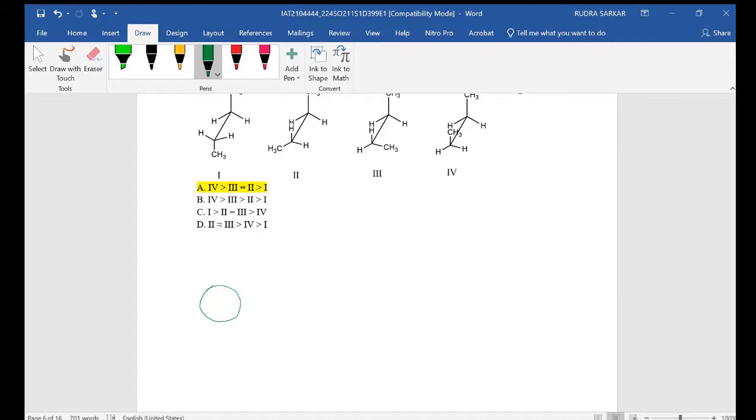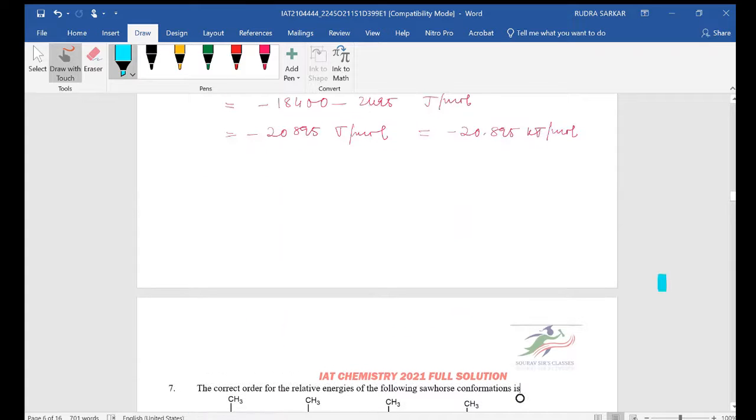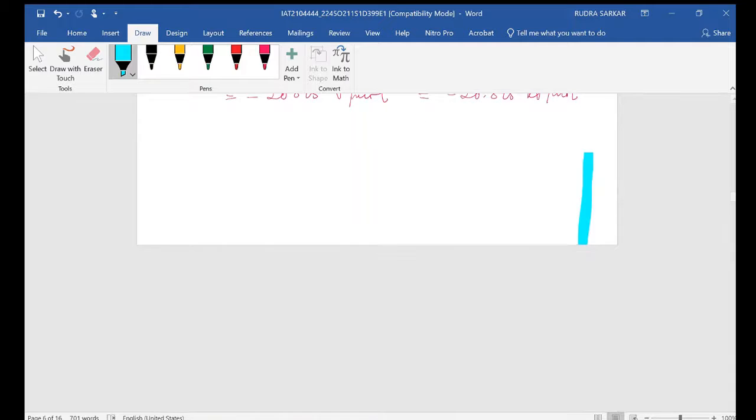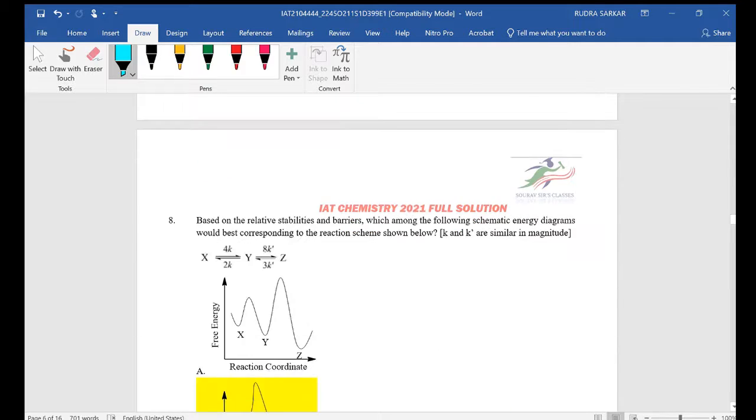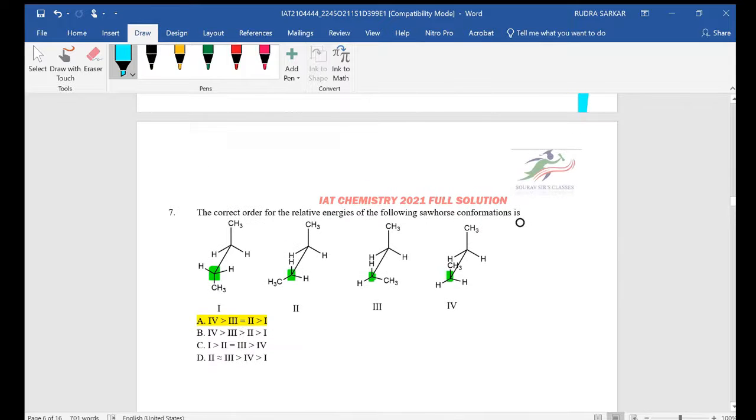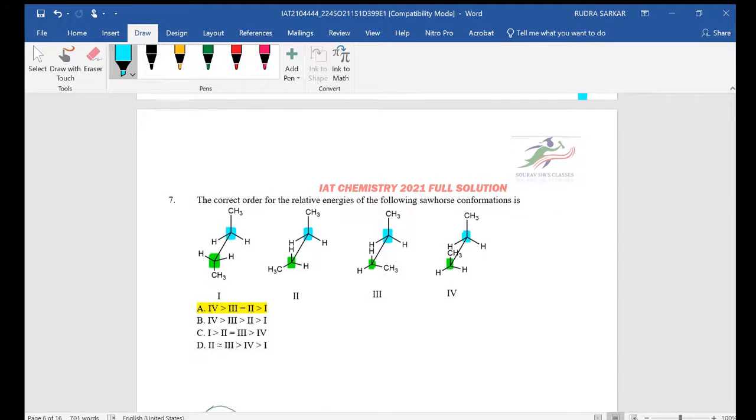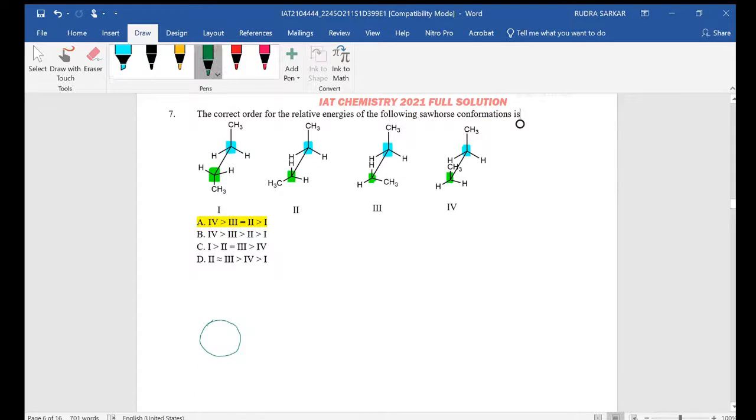So this carbon we are taking to be the front carbon, and the ones that I'm highlighting in blue are my back carbons over here. So keeping that in mind, now we are drawing the Newman projection.